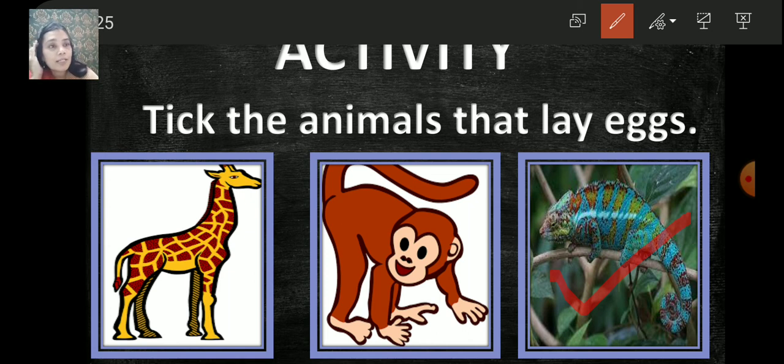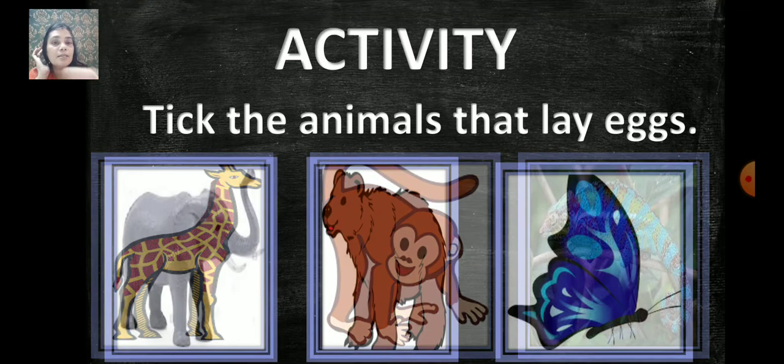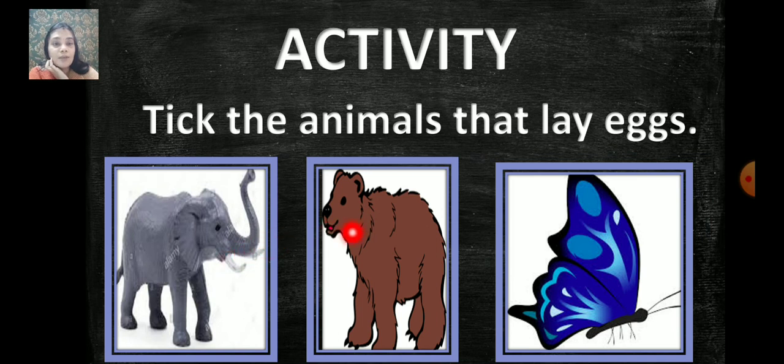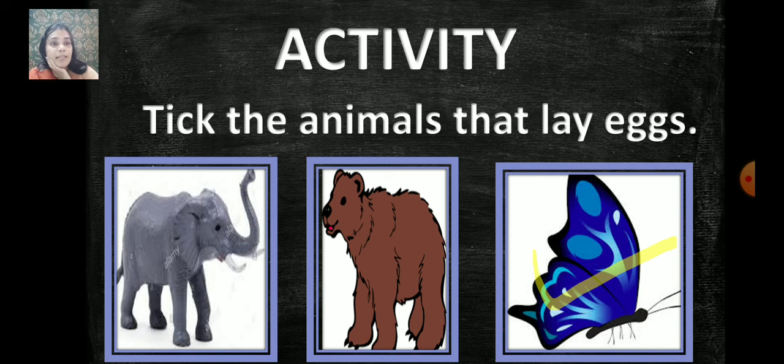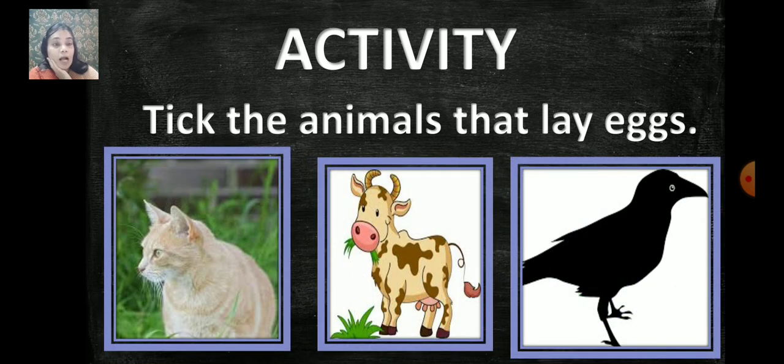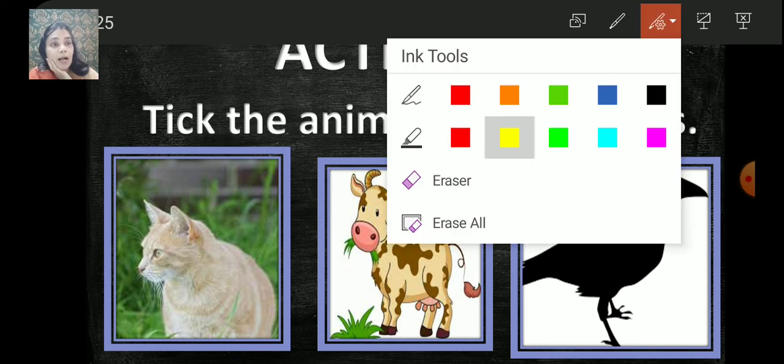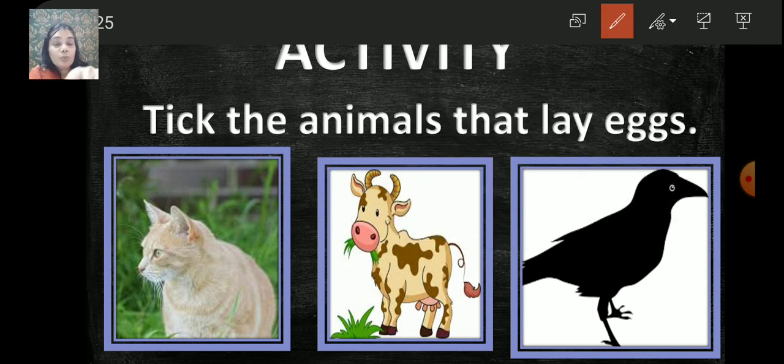Okay. Now next one, let's see what animals are given. Elephant, bear and the butterfly. So which do you think lay eggs? So ears are there, ears are there. Butterfly, no ears. So this one lays eggs. So butterfly lays eggs. Okay. And the next one, here cat, cow and the crow. So which animal lays eggs? Yes, exactly. Crow lays eggs because these two have ears.